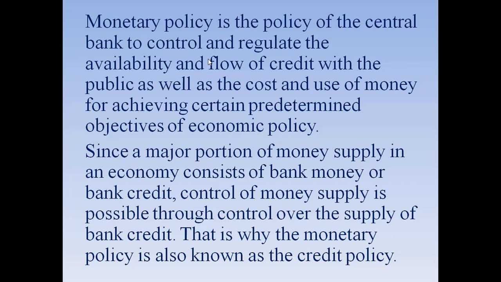Now, the major portion of money supply in an economy consists of the bank money or the bank credit. Whatever the money is there in the market, basically whatever money you have in your pocket or whatever money is available in the market, that is known as the bank money. We have seen this already in the high powered money case, right? So be it the bank money or the bank credit, control of the money supply is possible through the supply of bank credit only.